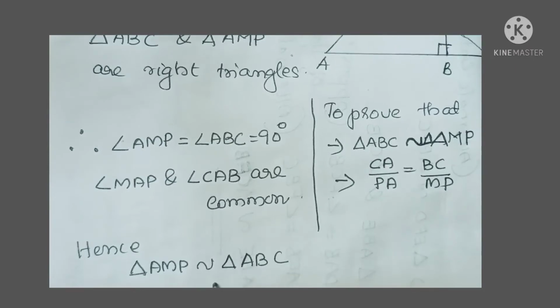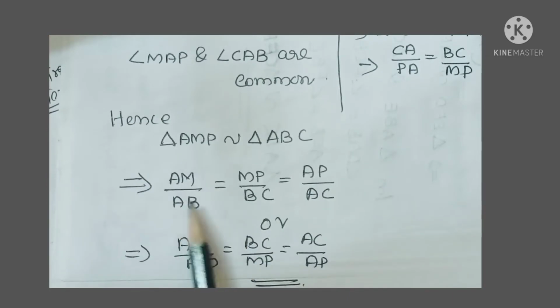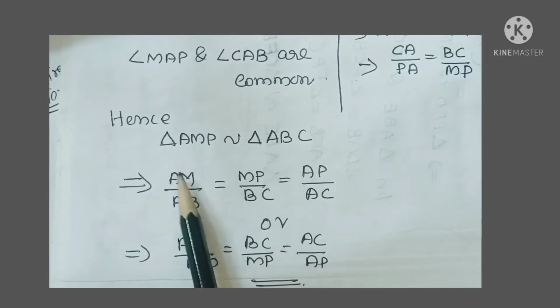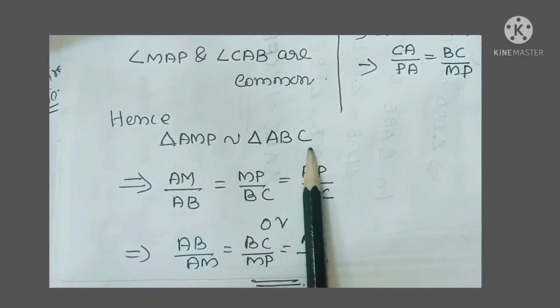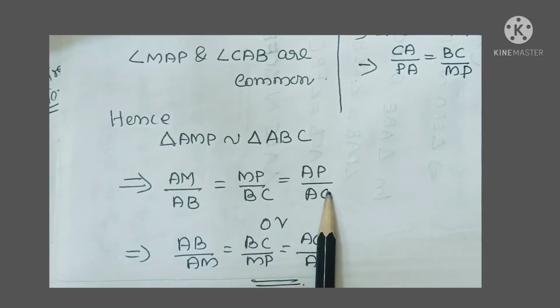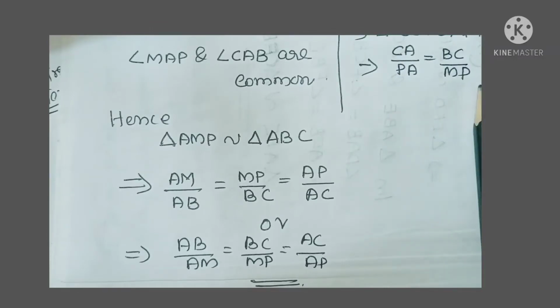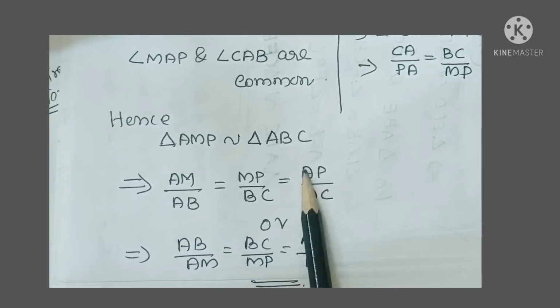Then we can take the ratio of their sides. That is AM by AB, corresponding sides AM and AB. So AM by AB equals MP by BC, the corresponding side of MP is BC, equals AP by AC. Then we can take the reciprocals since we want to prove CA by PA equals BC by MP. Here, taking the reciprocals, AB by AM equals BC by MP equals AC by AP.